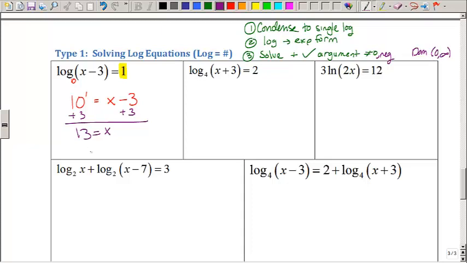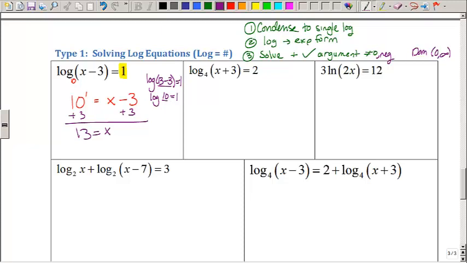So the only checking I'm going to do is plugging it back into the original problem and making sure that when I plug x in for 13, that 13 minus 3 is 10. Now if you'd like to check to make sure log 10 is equal to 1, you're welcome to, but that is not the check you're required to do. The only check you're required to do is making sure that the 13 minus 3 is something greater than 0.